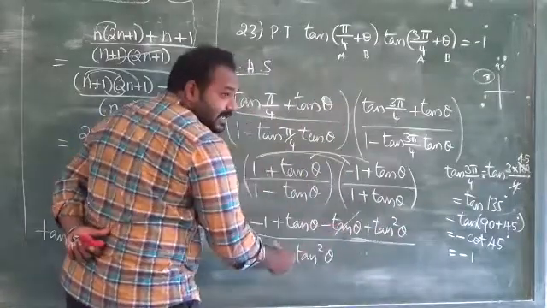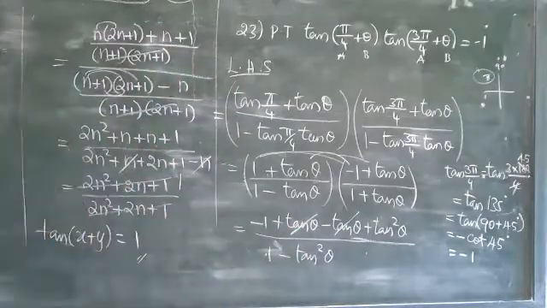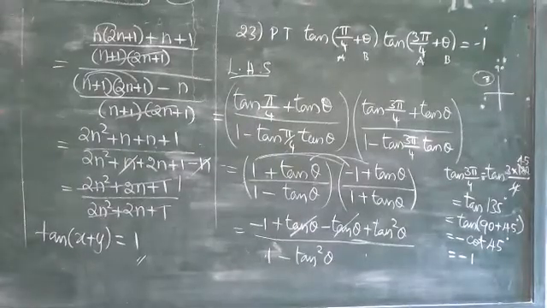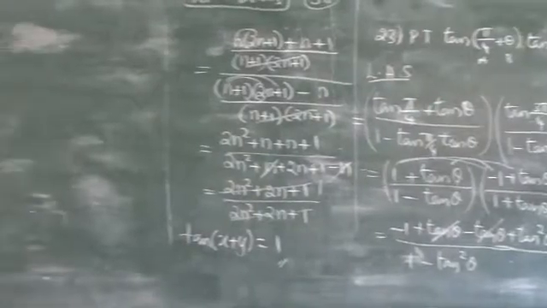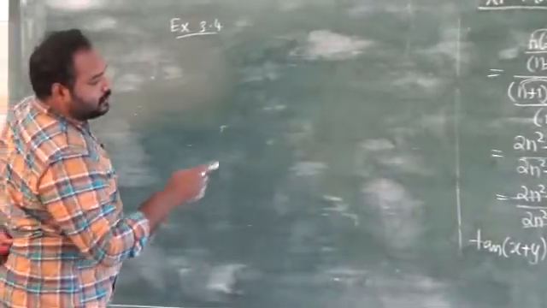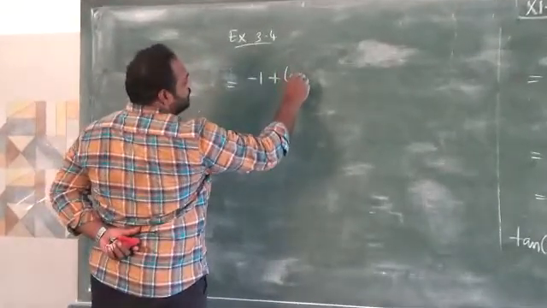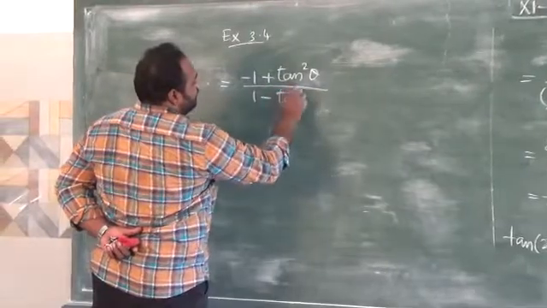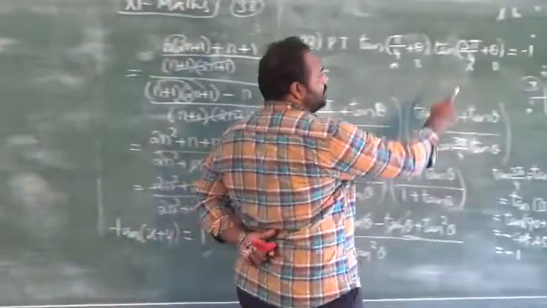So here minus tan theta and plus tan theta will be cancelled. So what is remaining in the numerator? Equal to minus 1 plus tan square theta by 1 minus tan square theta. So actually here we have to bring the answer minus 1.